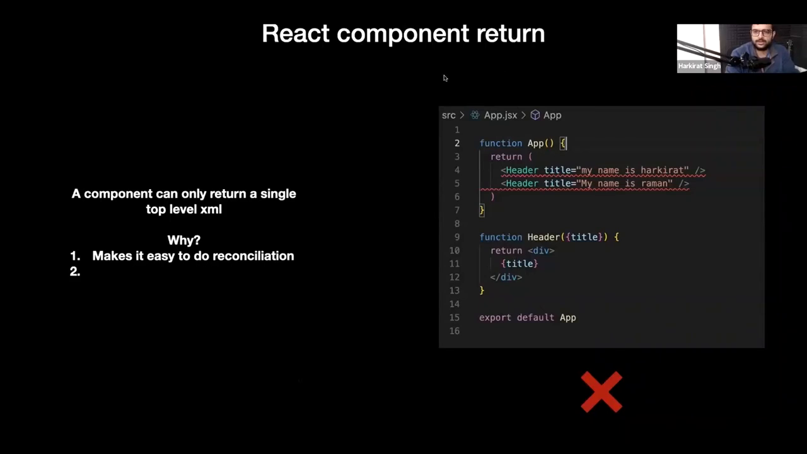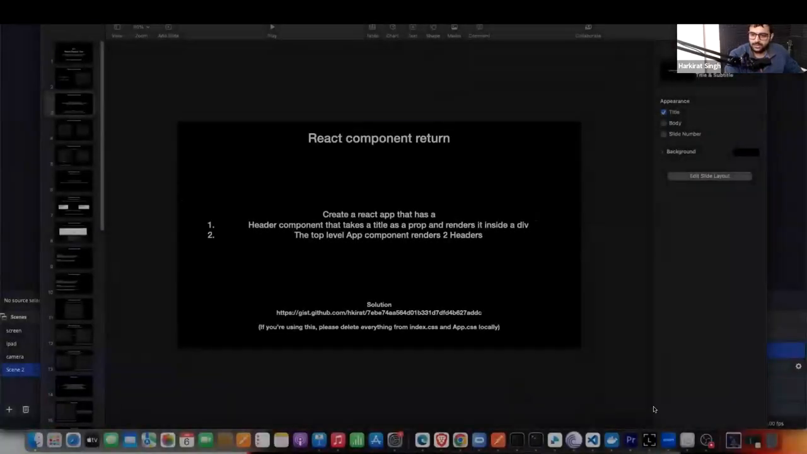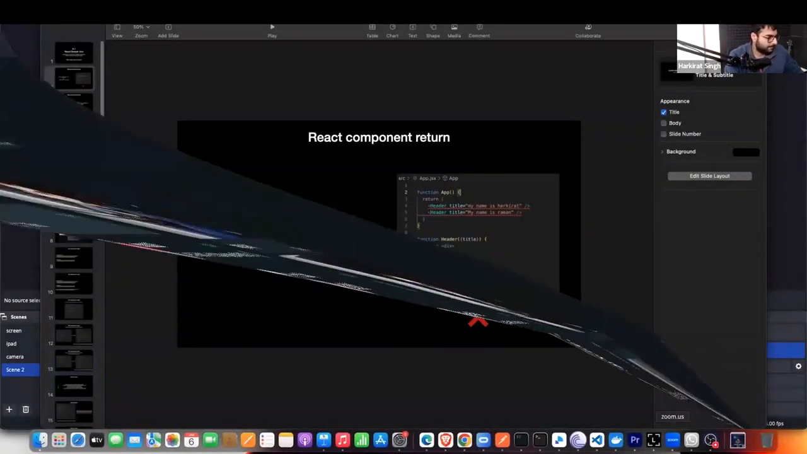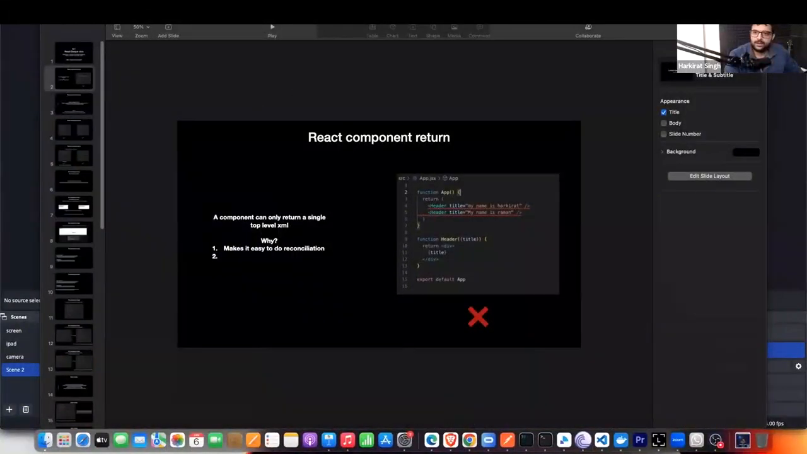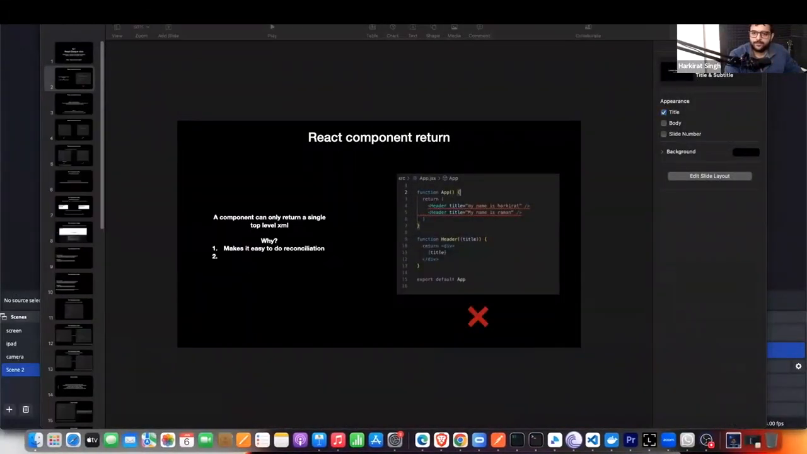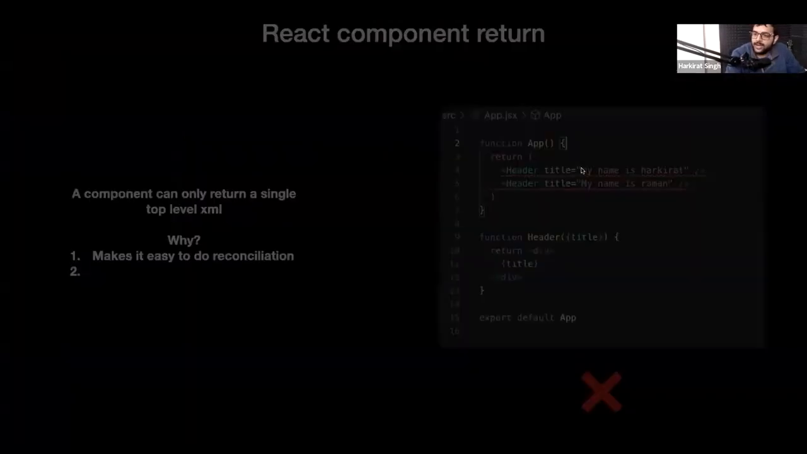React component returns. We have written a React component many times. Hopefully a few times you've written it now. And you might have noticed, I discussed this a few classes ago, okay? Whenever you're returning something from a React component, you cannot return two siblings or multiple siblings. You cannot return multiple siblings.